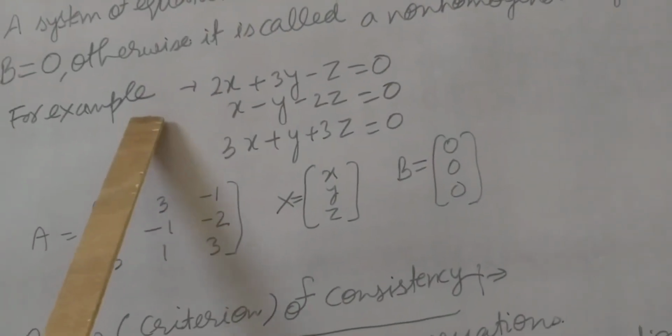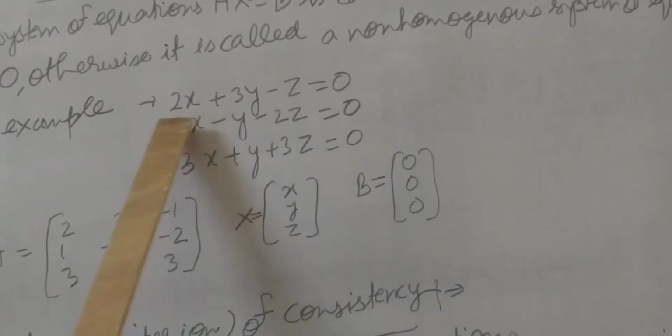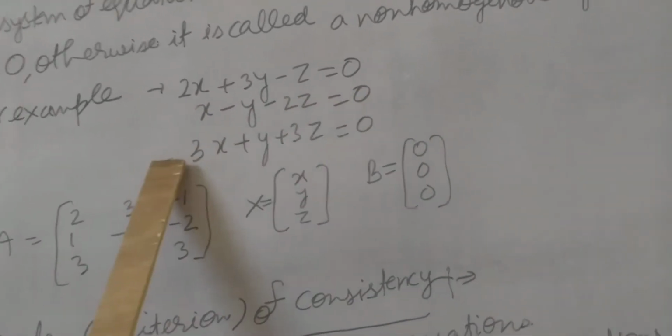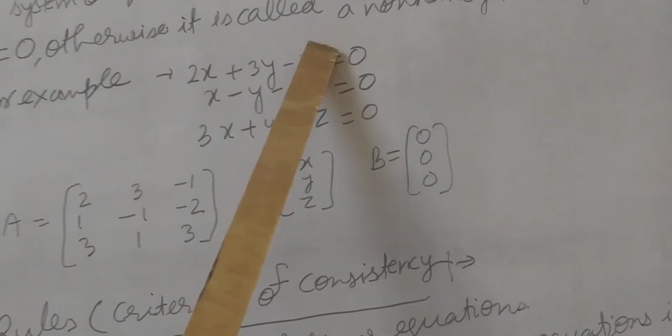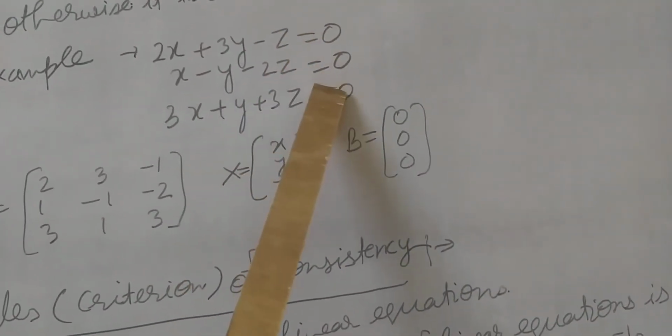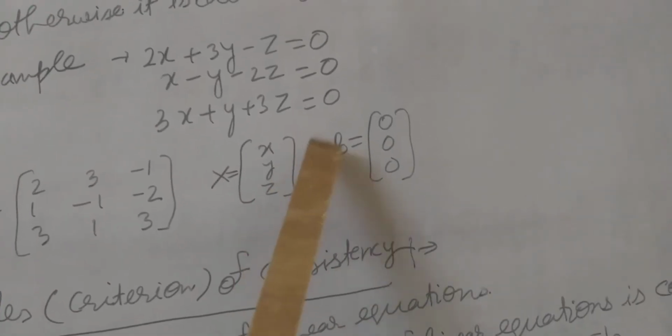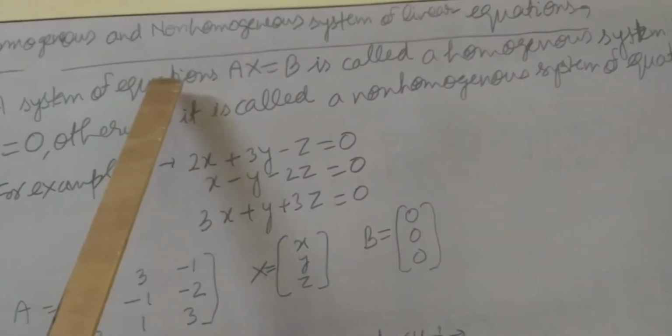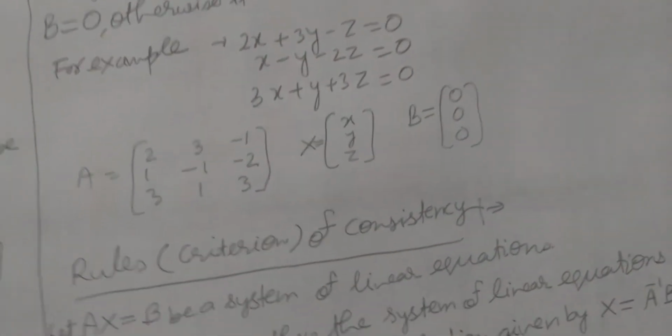So in the given example you can see the first equation 2x plus 3y minus z equals 0, second equation x minus y minus 2z equals 0, third equation 3x plus y plus 3z equals 0. These three equations are given. You can see the value of b in all three equations is 0, students. So the B matrix equals a 0 matrix. So when B equals 0, the system of equations is called a homogeneous system of equations.